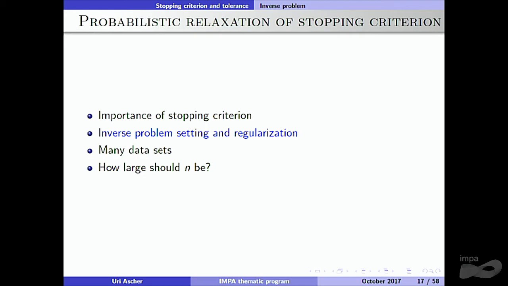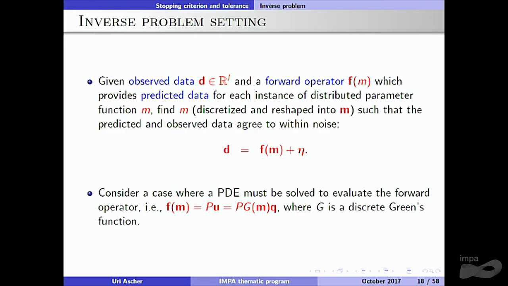Now I'm back to inverse problems, and I would like to introduce my notation that unfortunately is not the same as other speakers here. So I will call the observed data D, D for data, and assume that there are L of them. And then we are looking for M. M would be some distributed function, conductivity, structure, permeability, and so on. And F is a forward operator, and the forward operator delivers a prediction of what the data should be given M. And then the question is, find M such that the predicted data agrees with the observed data up to noise.